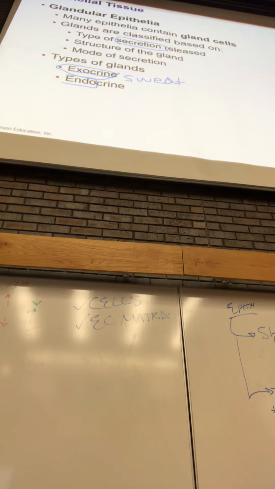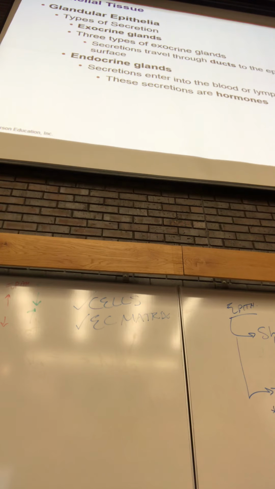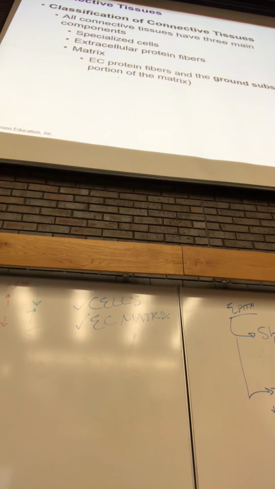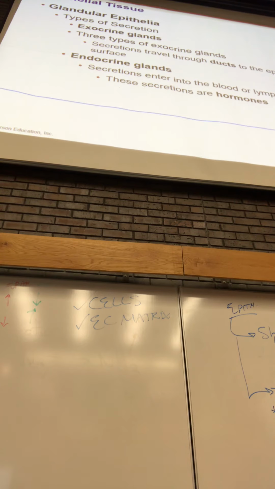Endocrine glands, endo means inside, endocrine glands make products called hormones, and they secrete them into the bloodstream, never to the outside world. So that's endo, inside the body. Exo is exits the body, or external to the body. Okay. So that's epithelial tissue.